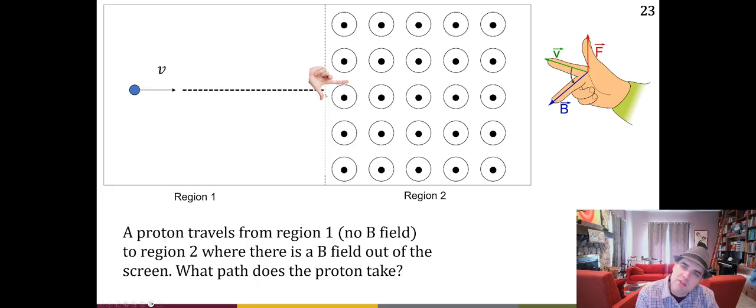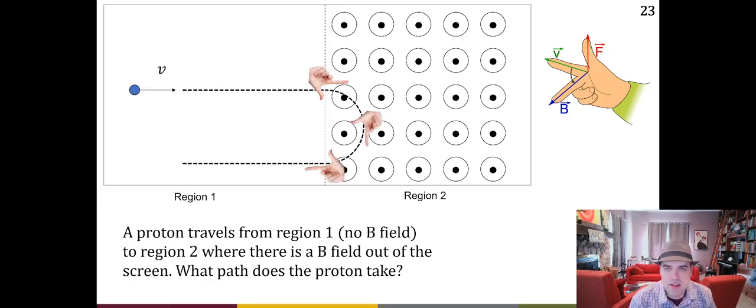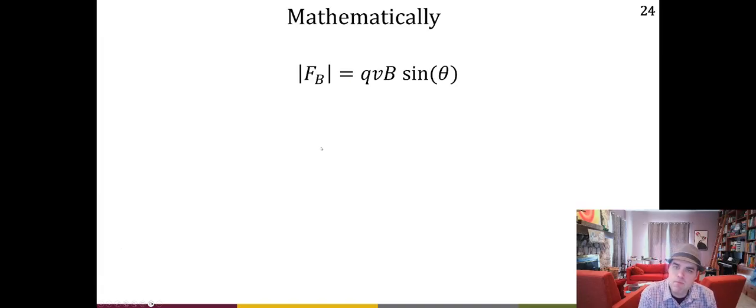Well, when it experiences a force downwards, it's going to cause it to kind of curve down. And it's going to continue to do that as it moves its way all the way through the magnetic field. As it continues to move down, you see how the direction of the force is changing, constantly making it go in this perfect half circle until it leaves the region where there's a magnetic field. Now there's no magnetic field, so it's going to continue in a straight line.